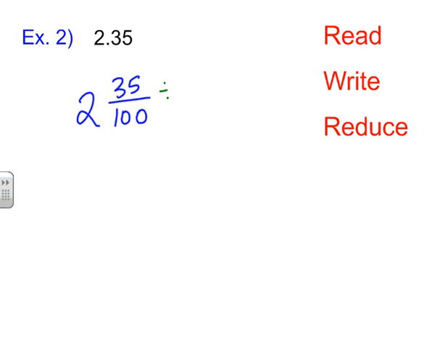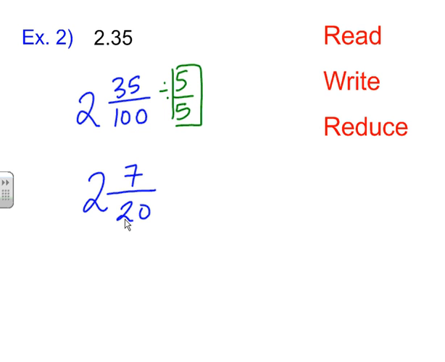I know that 5 will go into both of those numbers. And again, dividing something by 1 doesn't change it. 35 divided by 5 is 7. 100 divided by 5 is 20. So we have 2 7/20. That is what 2.35, or 2 and 35 hundredths, changes to as a fraction.